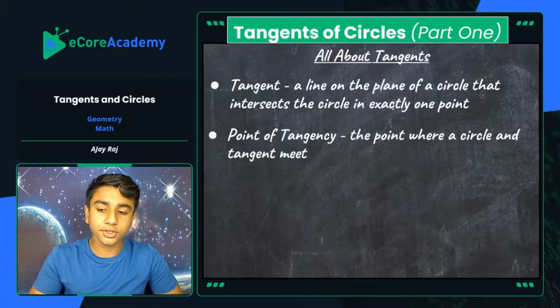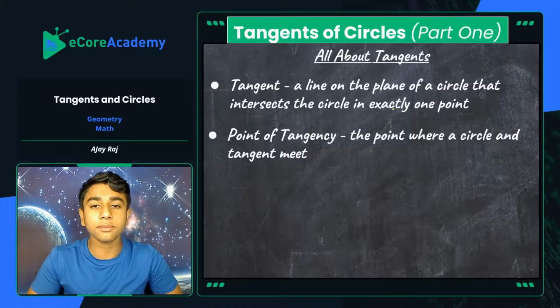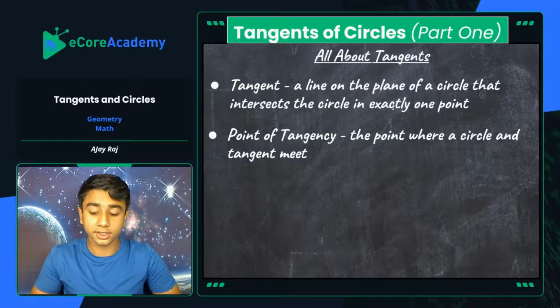And the point of tangency is the point where a circle and a tangent meet. So that's the intersection of a tangent and a circle. And that point actually describes and further represents all of the relationships between the said circle and the given tangent.